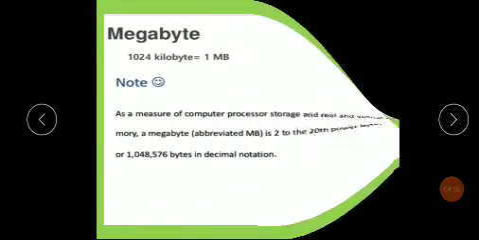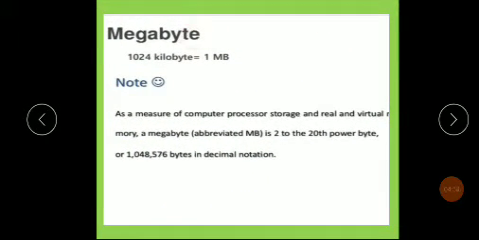After bit, nibble, byte and kilobyte comes the megabyte. 1024 kilobytes equal 1 MB. MB means megabyte. It is a measure of computer processing, storage and real and virtual memory. A megabyte is 2 to the power 20, while a kilobyte is 2 to the power 10, so you get 1024 kilobytes.